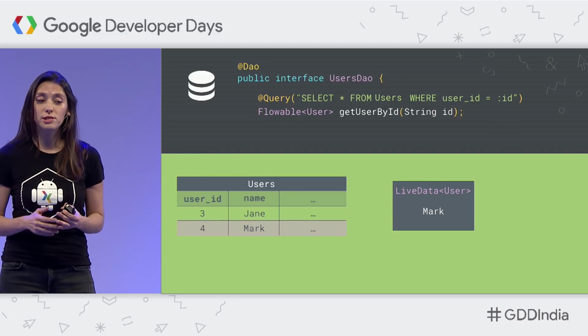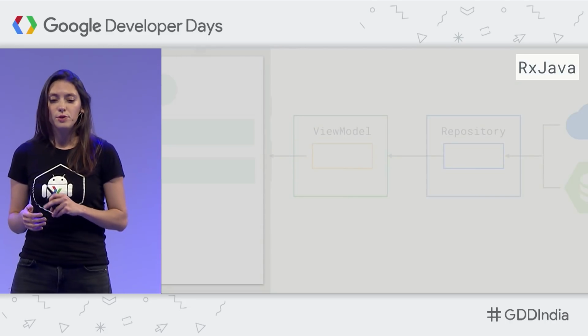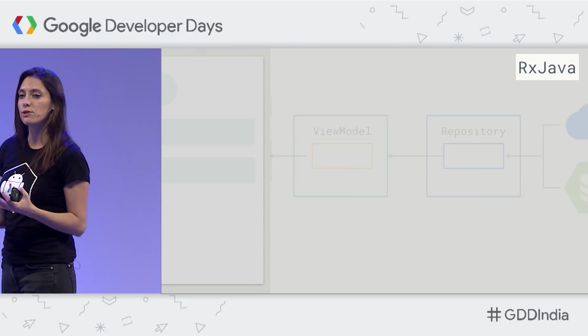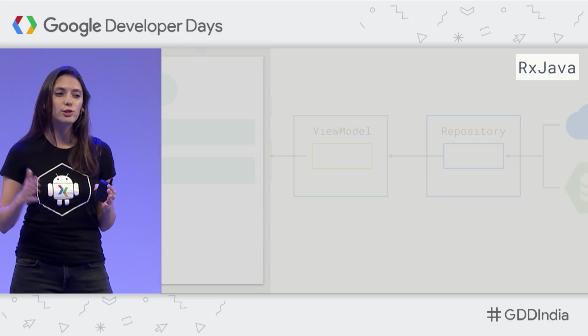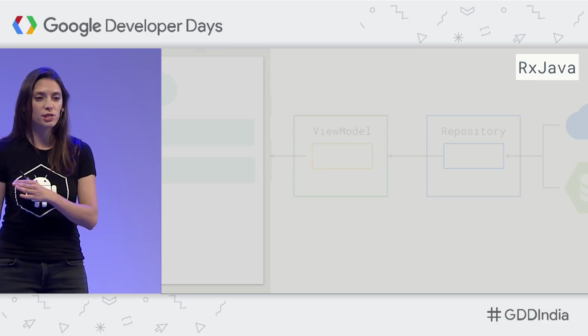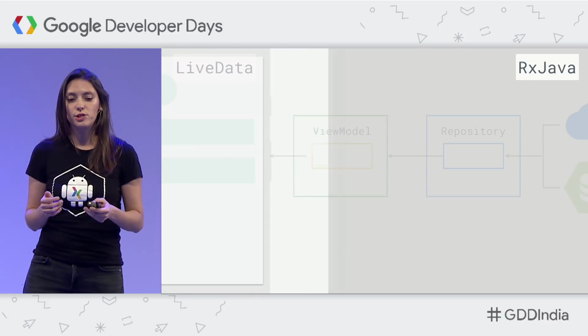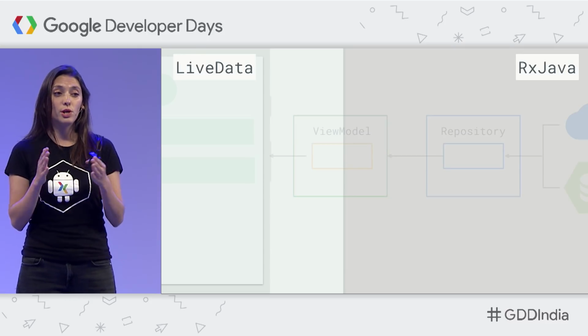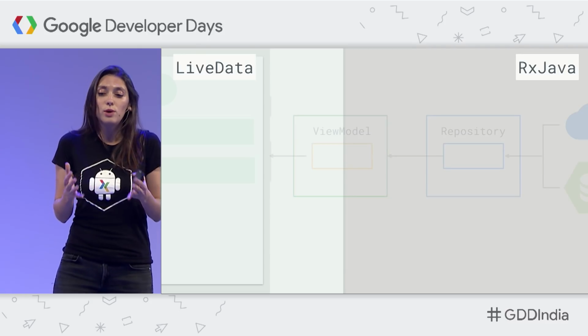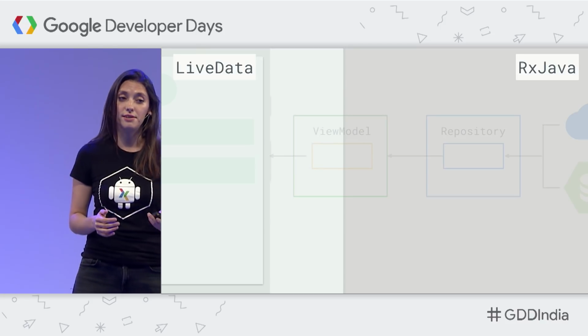Room also supports Flowable if you're working with RxJava. So usually, developers that use RxJava in their application tend to use it throughout the entire layers, starting from the repository to the ViewModel to the UI. So one thing that you could do is use the live data only on the UI layer. Live data was made for the UI, so leverage that connection to the activity lifecycle.